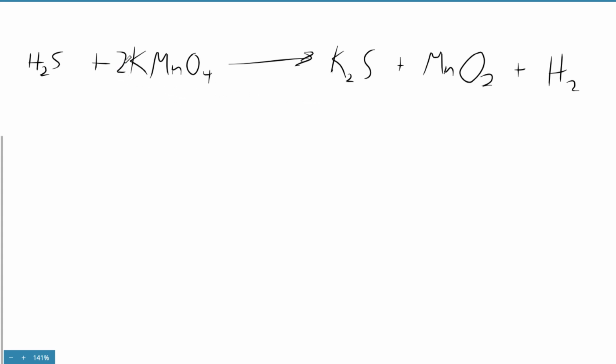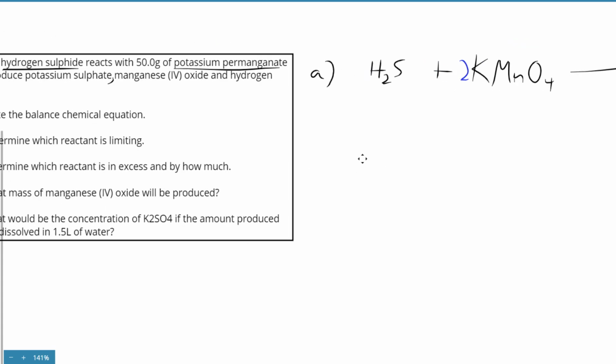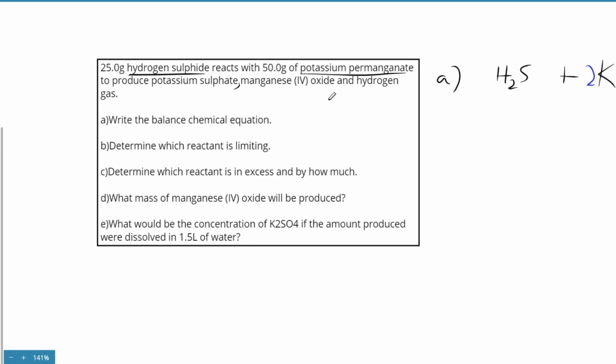Now there's 2Mn here, 1Mn here, so we have to put 2 here. And wait, let me just do it in a different color so it's easier to see. Blue. So here we have 2H, 1S, 2K, 2Mn, 8 oxygen, 2 times 4 is 8, then 4 here. Wait, I think I made a mistake. Did I? Yeah. This is such a weird reaction.